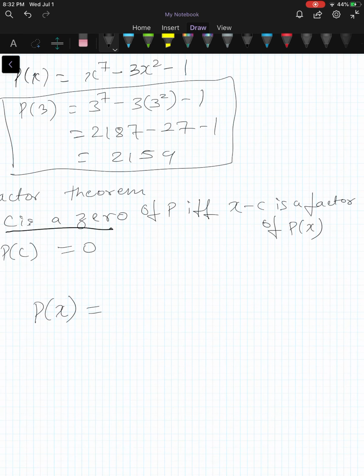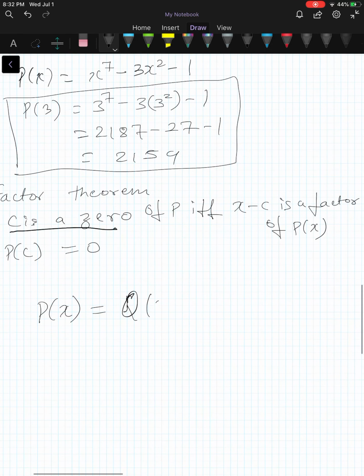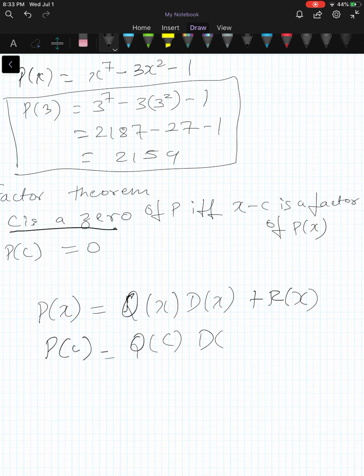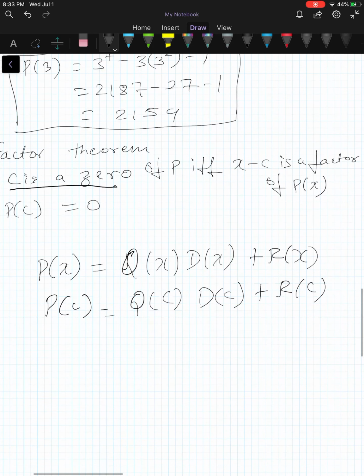This is very simple using the division algorithm. The division algorithm says that p of x is equal to q of x times d of x plus r of x, right? I don't want things to be so messy. By the end of the day, I lose energy and patience. I'm sorry for that. So p of x is equal to q of x times d of x plus r of x. Suppose you substitute c: p of c is equal to q of c times d of c plus r of c, correct?